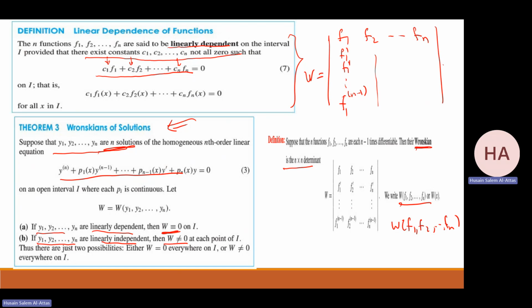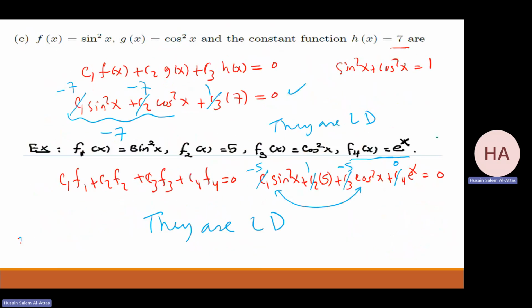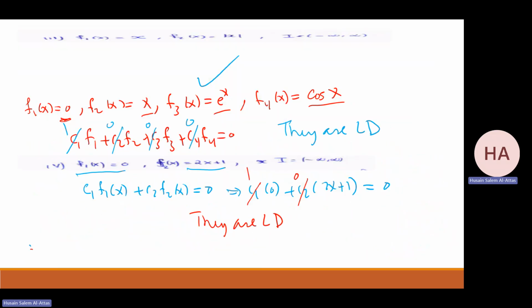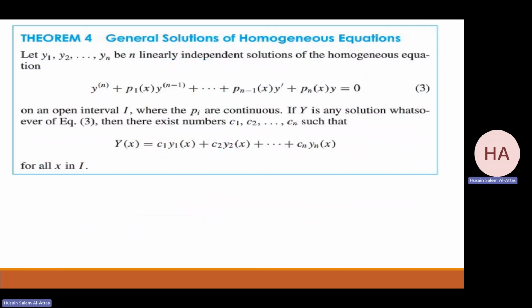Then we move to dependence and independence. To prove they are dependent, you just need to find non-zero C's so that the linear combination of those functions is equal to 0. Otherwise, if they are solutions, you can use the Wronskian. If the Wronskian is not equal to 0, then they are linearly independent. Otherwise, if the Wronskian is equal to 0, then they are linearly dependent. And I think we did a good number of examples. That will lead us to this one.